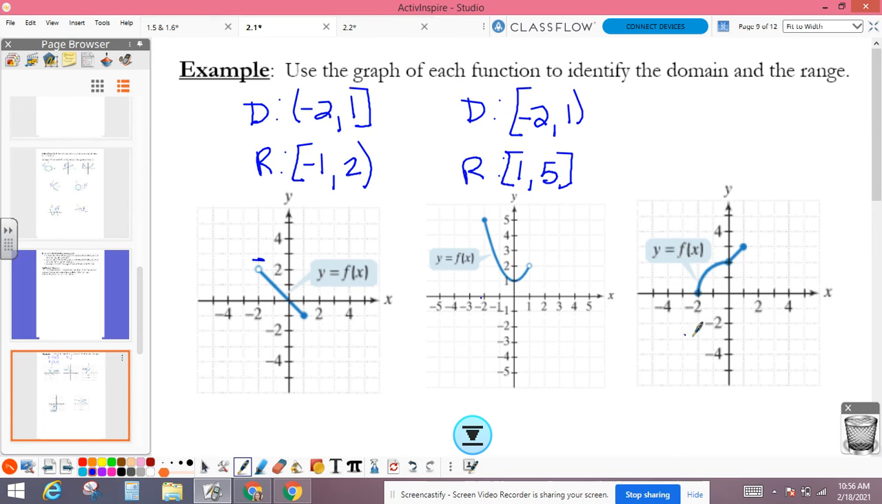All right, so this one, for the domain, we're going to go -2 to 1, and a bracket on both ends. And range is going to go from 0 to 3, and a bracket on both ends.